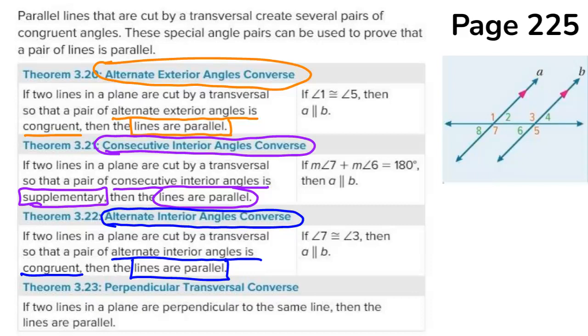So it's taking all of those theorems that we've been using where we know the lines are parallel first, and then we can say the angles are congruent or supplementary, and we're flipping them around. We're saying if the angles are congruent or supplementary, depending on the pair, then we can say those lines are parallel. Go ahead and flip to page 226. We're going to see how we use this in action.